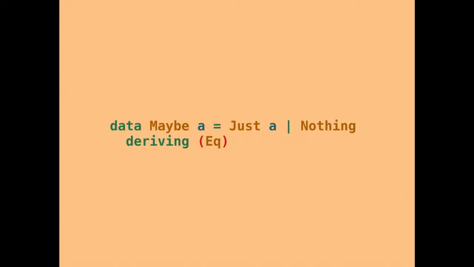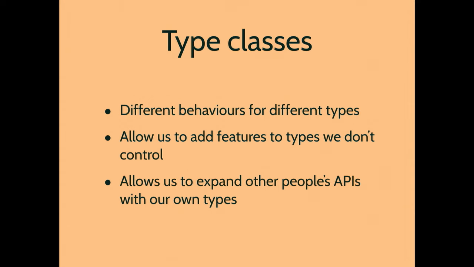Okay, so why do we care about type classes? Well, type classes give us this sort of extensible coupling of behaviors with types. But at the same time, it decouples the type definition from the behavior definition. They don't have to be defined in the same place. And so we can have different behaviors for different types, and type classes allow us to add behaviors to types that we don't control. If you think in OO terms, it's like adding methods to classes you don't control. And it also allows us to expand other people's APIs to use our types, which is super powerful.